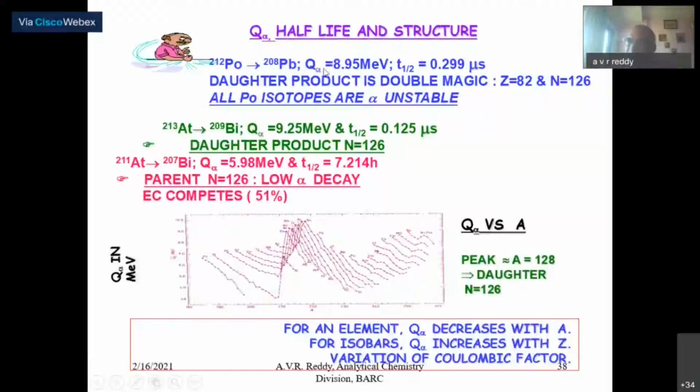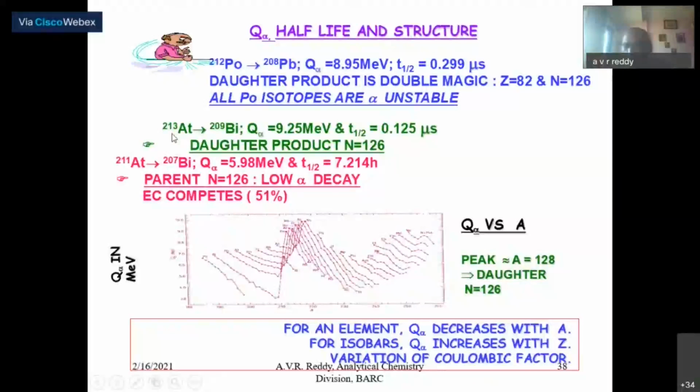That is structure effect. Now you see the next nucleus. This is astatine-213, and it goes to bismuth-209. Q alpha is 9.25 MeV. Half-life is 0.125 microseconds. Here it is not a double magic number, but 83 and 126. Therefore, the neutron number is a magic number.